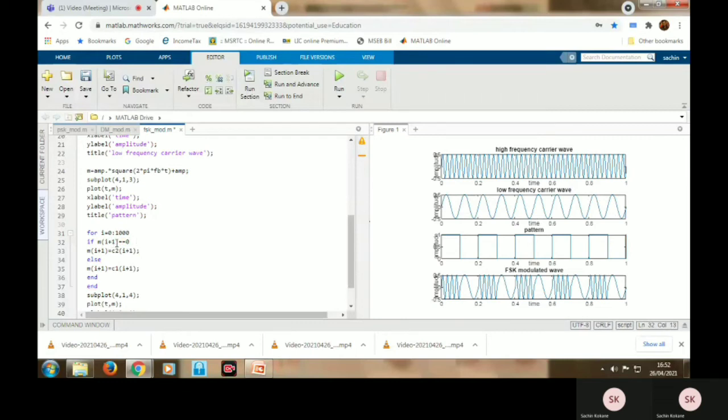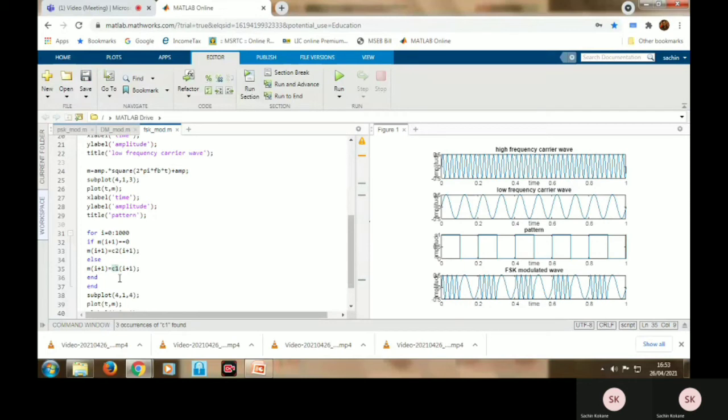So here I'm checking if m of i plus 1 equal to 0, where it is a condition, double equal to. If the message signal sample value is equal to 0, then I'm assigning the C2 carrier, and C2 is nothing but a low frequency carrier. When the message signal point value is 0, that time I'm assigning the low frequency carrier. Else, when the message signal sample value is 1, that time I'm assigning C1, and C1 is the high frequency carrier.